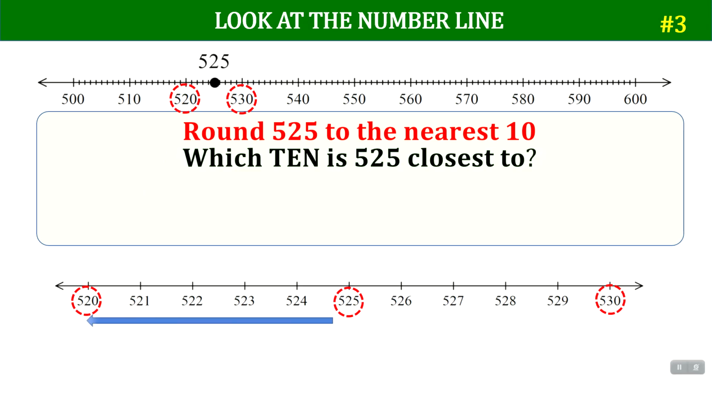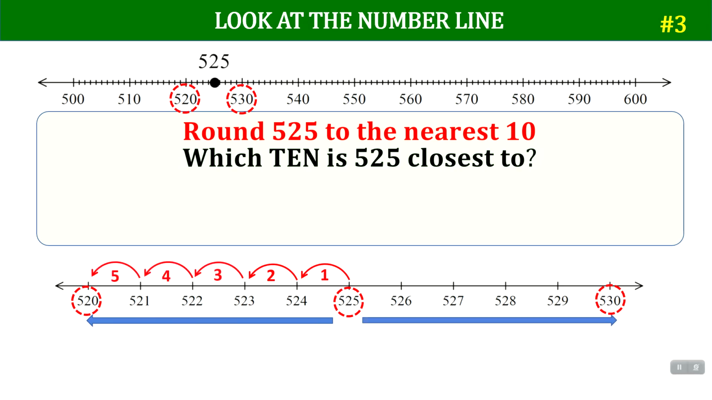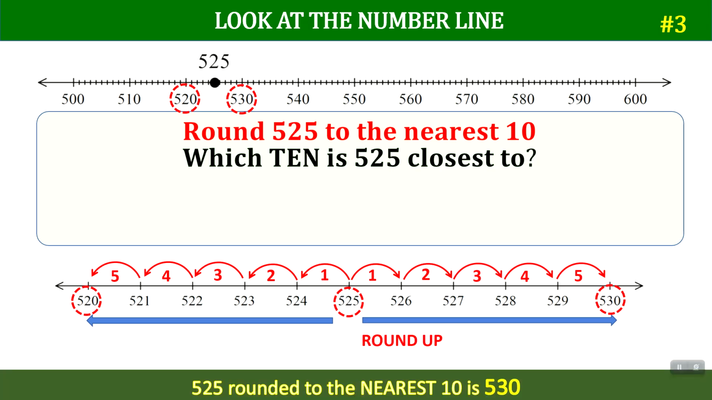And we're going to count again, back down to 520. 1, 2, 3, 4, 5. It takes us 5 steps. And let's count up to 530. 1, 2, 3, 4, 5. 5 steps. So we have 5 steps to get down to 520 and 5 steps to go up to 530. Which one do we choose? Anytime this happens, we're going to round up. And so 525 rounded to the nearest 10 is 530.